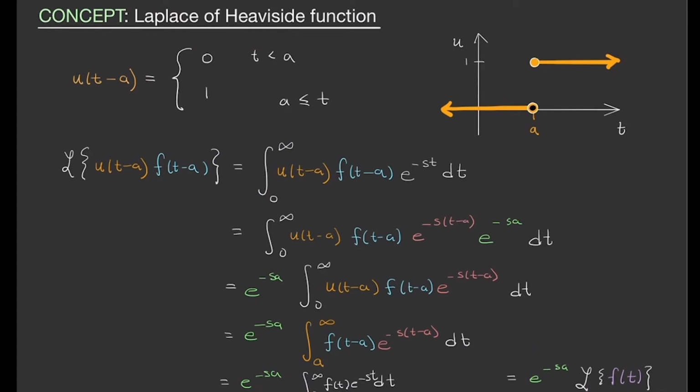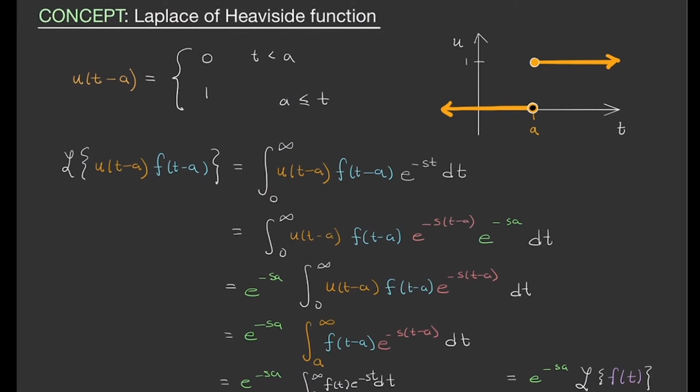So if you ever have a Laplace transform like this in the s space, and it's multiplied by e to the negative sa, you'll find that the inverse Laplace transform is simply this: the function shifted by a and the Heaviside function shifted by a.